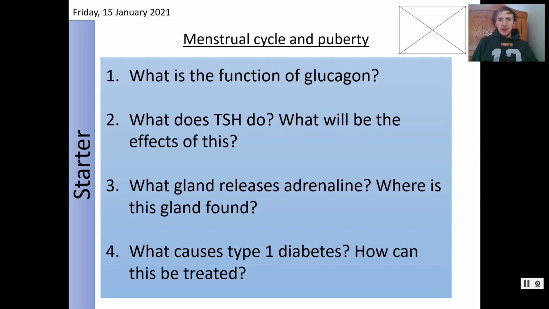Good afternoon, Year 10. I'm going to carry on with our hormones topic today, talking about the menstrual cycle and puberty. So obviously this is a very applicable topic, it's quite an interesting topic with quite a few hormones involved. In fact, we're going to learn about 5 hormones today. So there's a lot to go through today.